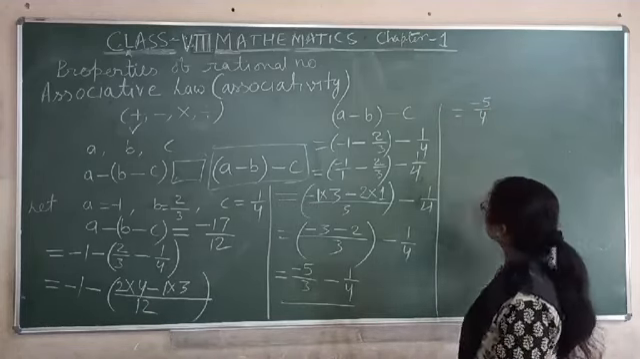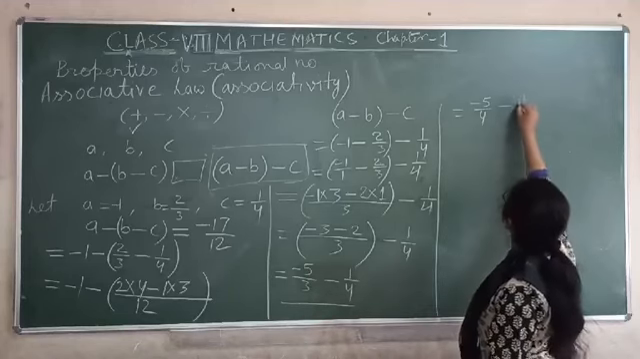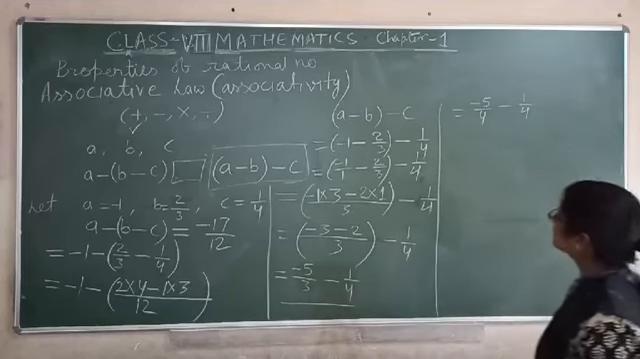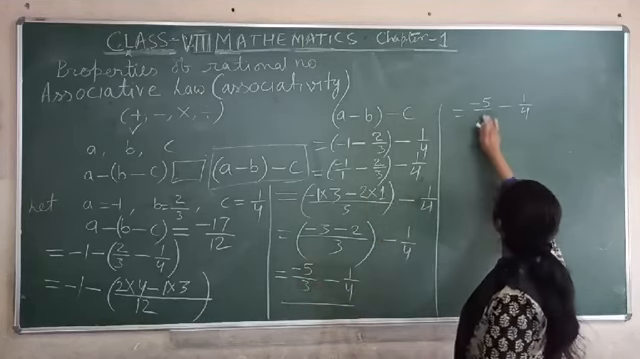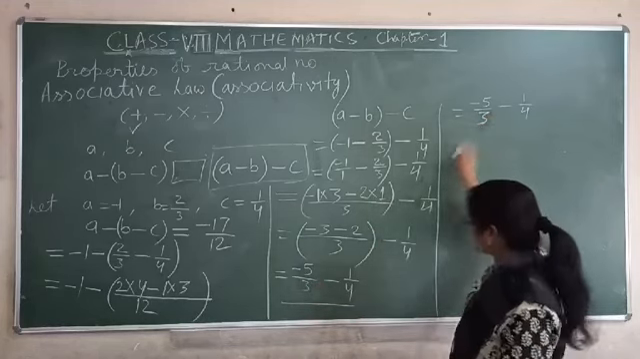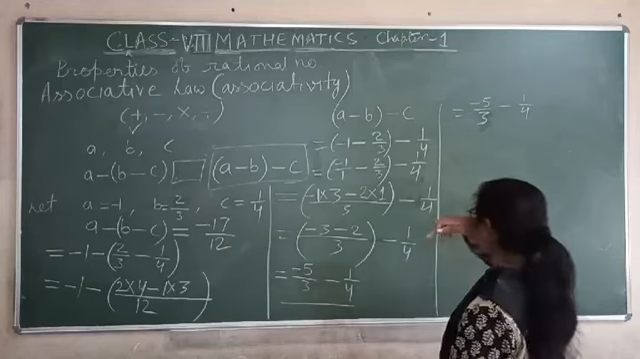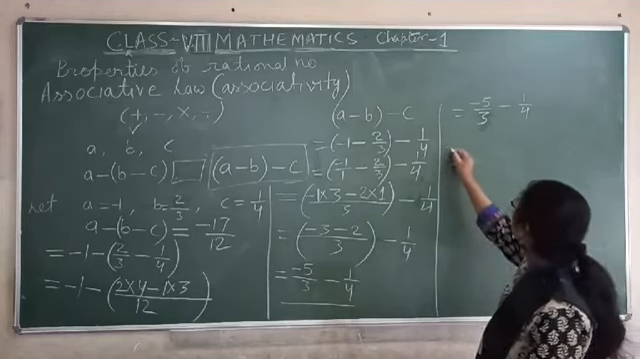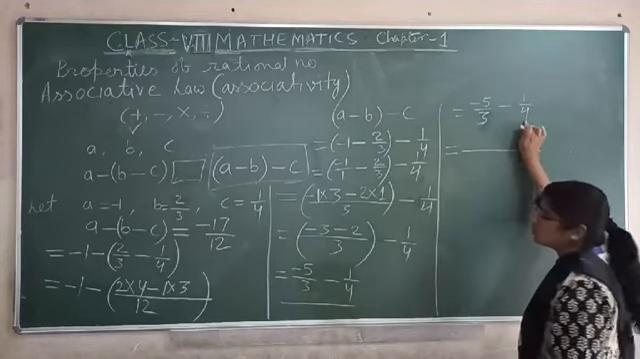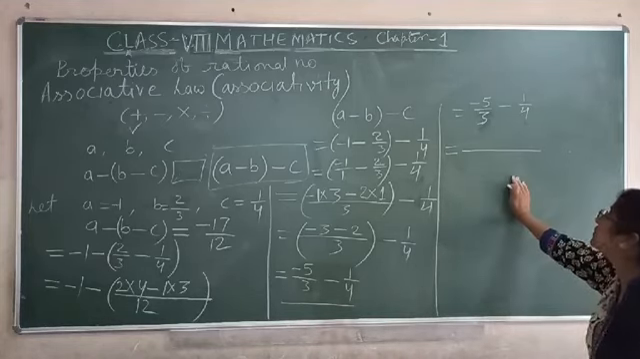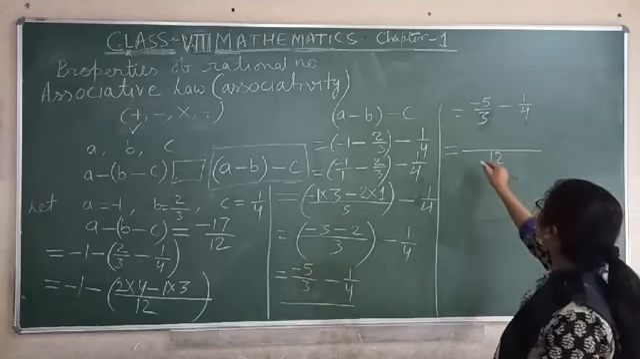-5 upon 4, -1 by 4. No, here 3, -5 by 3. So we will write -5 by 3 and the second one is -1 by 4. Okay, LCM of 3 and 4: both are co-prime numbers, so 3 times 4 is 12.